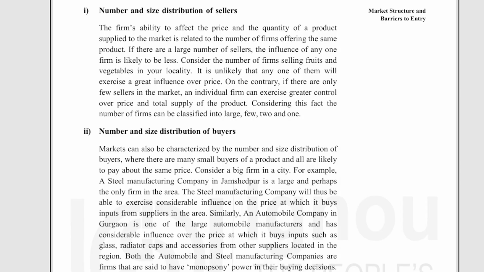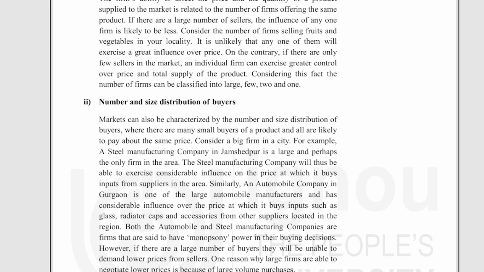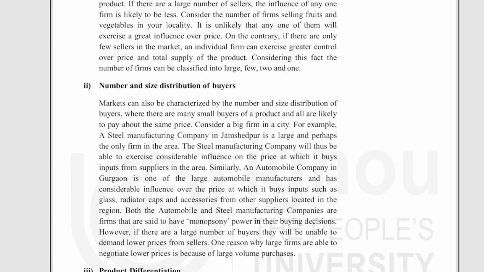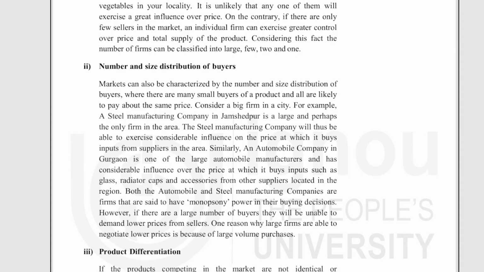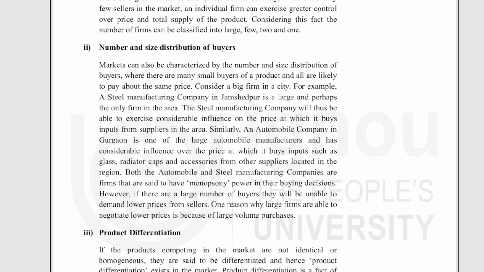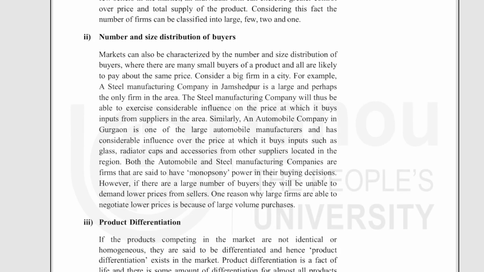It is unlikely that any one of them will exercise a great influence over price. On the contrary, if there are only a few sellers in the market, an individual firm can exercise greater control over price and total supply of the product. So considering this fact, the number of firms can be classified into large, few, two, and one.